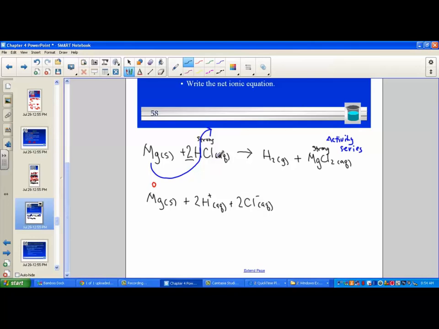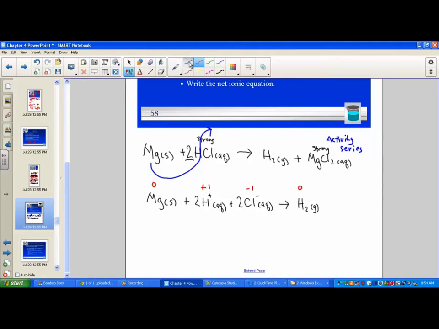So I broke apart the strong electrolyte, the strong acid HCl. Now we have 2 monoatomic ions, the oxidation number of hydrogen being +1, and the oxidation state of the chloride ion being -1. And we have our arrow. We have the gaseous molecular form of hydrogen, H2. Here's an element found in its natural state, so its oxidation number is indeed 0.